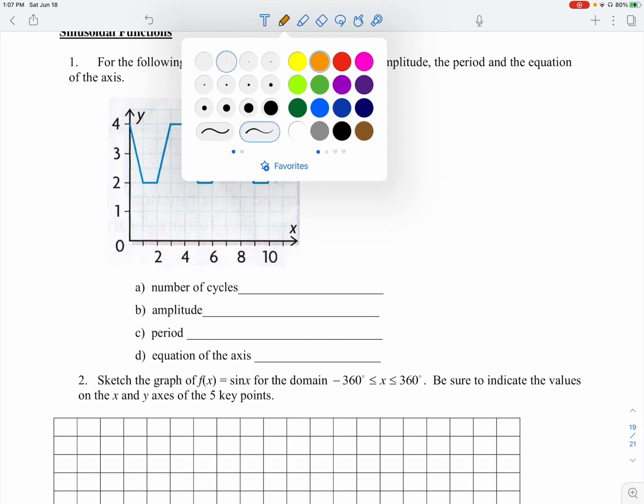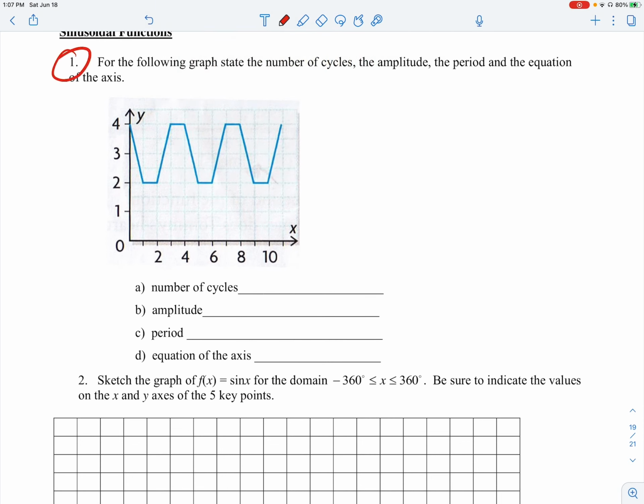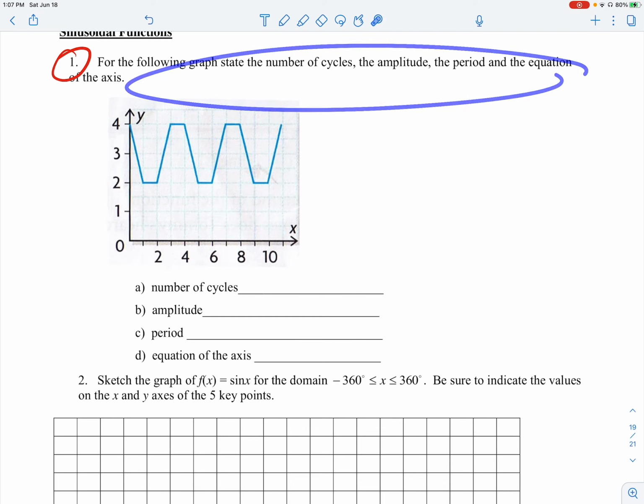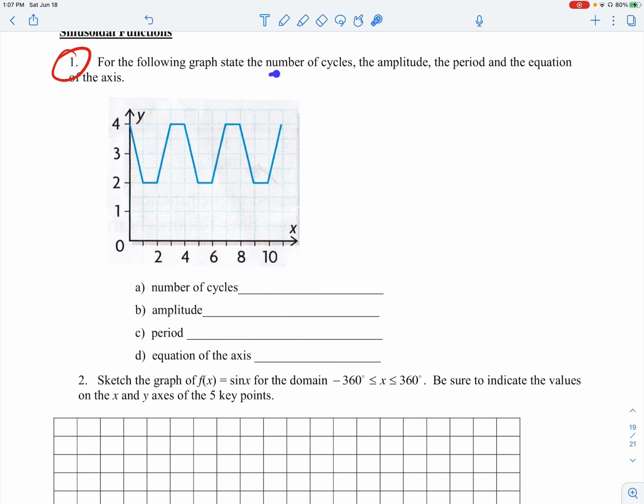Okay, let's now look at this one here. Also important. Okay, how many cycles are in this graph? So let's first read up here. It says the following graphs state the number of cycles, the amplitude, the period, and the equation of the axis. When they say axis, they mean the midline. That's what I usually call it, okay, or the center line.